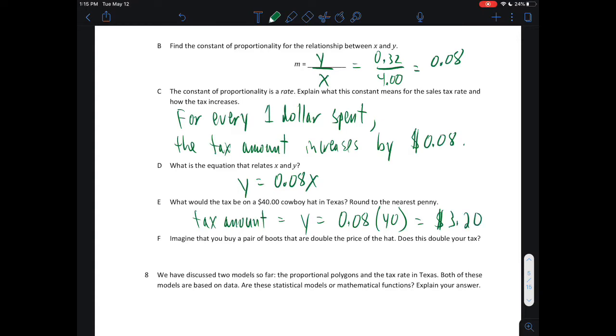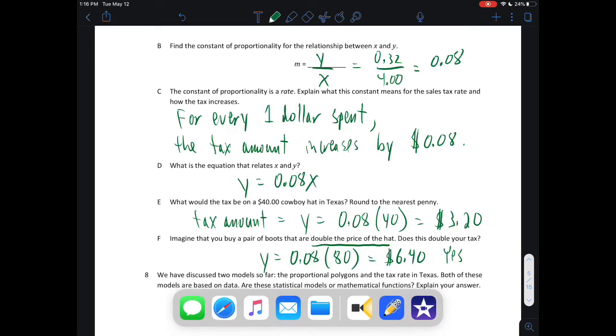Part F. Imagine that you buy a pair of boots that are double the price of the hat. Does this double your tax? Well, let's see. What is double the price of the hat? If the hat was $40, double the price is $80. So in this case, y would be equal to 0.08 times $80. And when you multiply those two, what do you get? $6.40. Is that twice as much as $3.20? Yes.